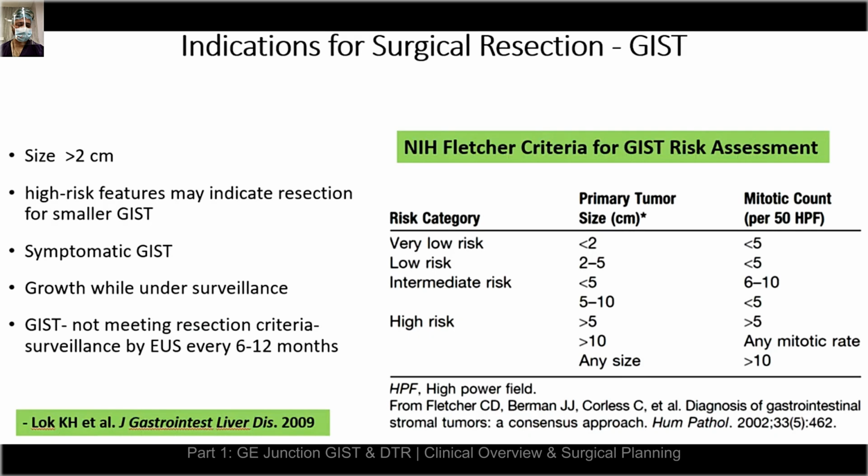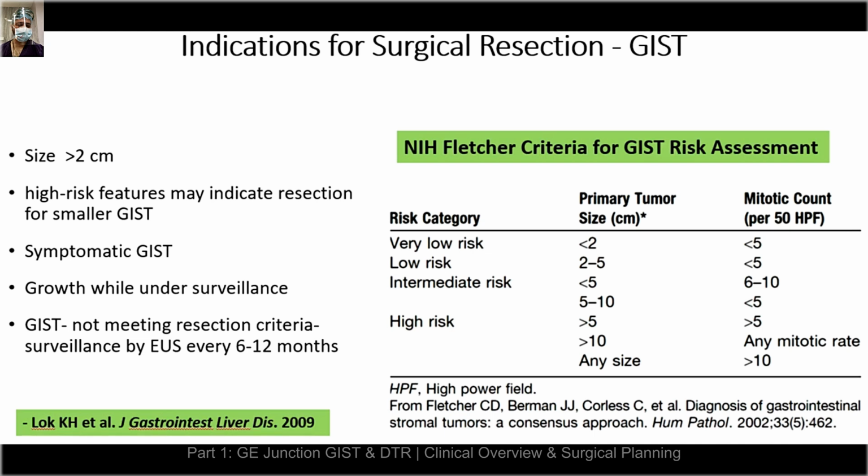The indication for surgical resection of GIST is when the size of the tumor is more than 2 cm. There are high-risk features that may indicate resection for smaller GISTs, which are given in the table alongside. When the GIST is symptomatic or growing while under surveillance, resection is indicated. If the patient is not meeting resection criteria, surveillance endoscopic ultrasound should be done every 6 to 12 months.